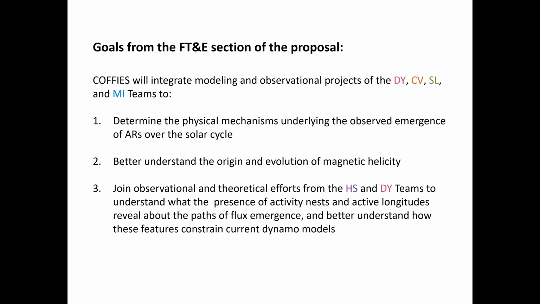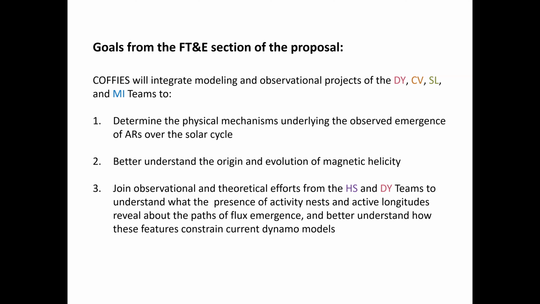Okay, so now just a bit more granularity. The specific goals of the flux transport and emergence section of the proposal: there are three that we identified. The first is to determine the physical mechanisms underlying the observed emergence of active regions over the solar cycle, which is what I was describing in the previous slides. And there are two others, a bit more granular.